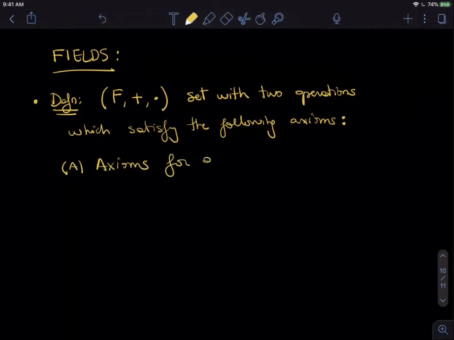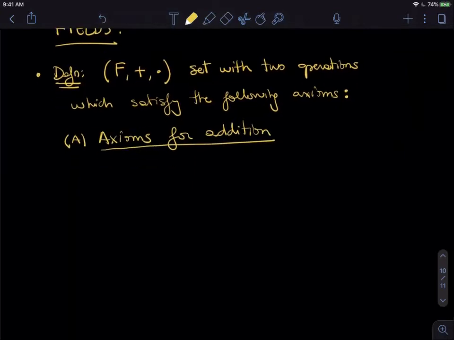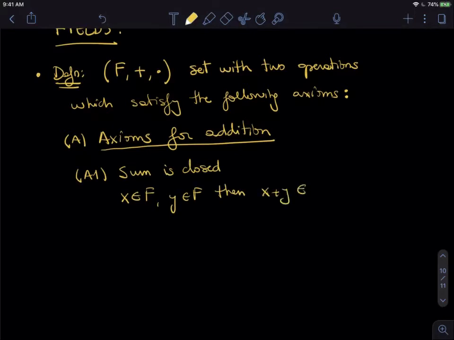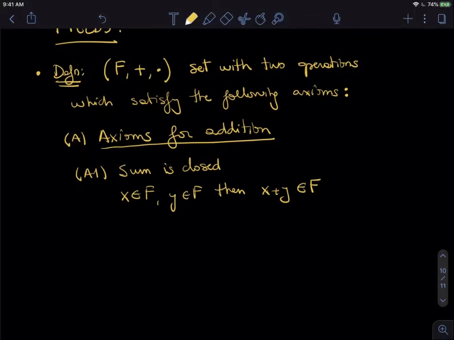Axioms for addition, we have 5 of these. So we have A1. A1 says that the sum is closed. Closed means that whenever we take x in F and y in F, x and y elements of F, then the sum x plus y is an element of F. Okay, so you take two elements of the set, the sum is in the set. That means being closed by the operation.